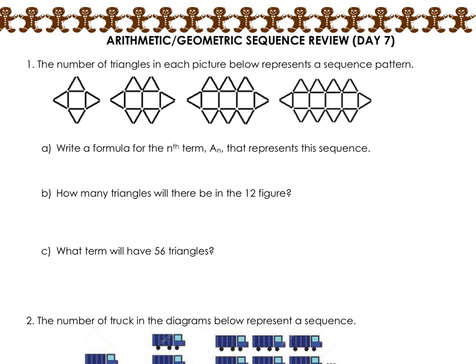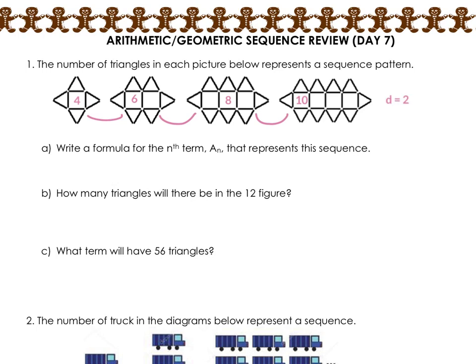The number of triangles in each picture below represents a sequence pattern. So when we look at the triangles here, there's 1, 2, 3, 4. So this is 4. And then when we look at the next one, there are 6 triangles. Counting the next ones, I see 8 triangles. And finally, 10 triangles. So now I need to ask myself, well, what is the pattern? How am I going from 4 to 6 to 8 and to 10? So if I think about that, I see that I can add 2 each time. 4 plus 2 is 6, 6 plus 2 is 8, 8 plus 2 is 10. So that means there's a common difference.